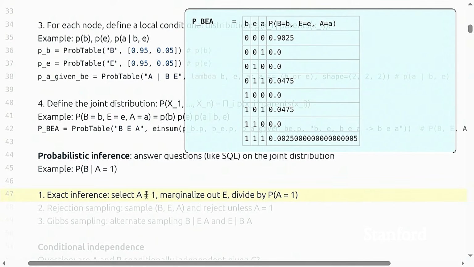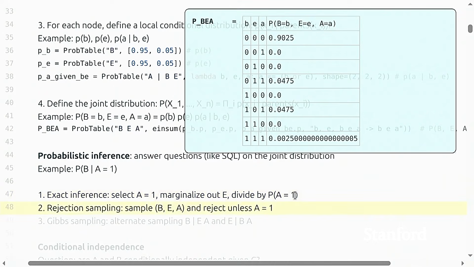You select A equals 1, so all the rows where A equals 1. You marginalize out E, which are the variables that don't appear in your query, where you collapse rows that differ only in E. And then you divide by probability of the evidence. Okay? I'm not going to go through this again, but that's the way you do exact inference.